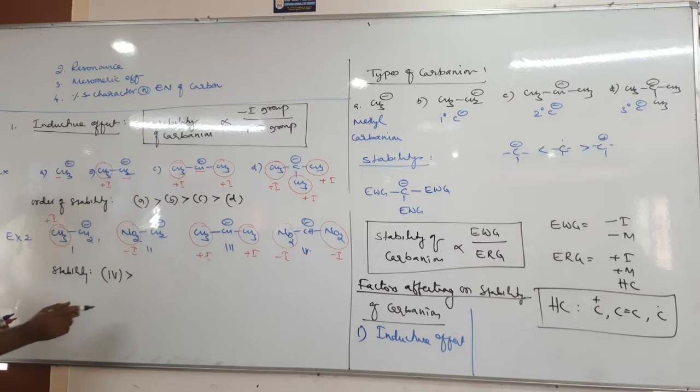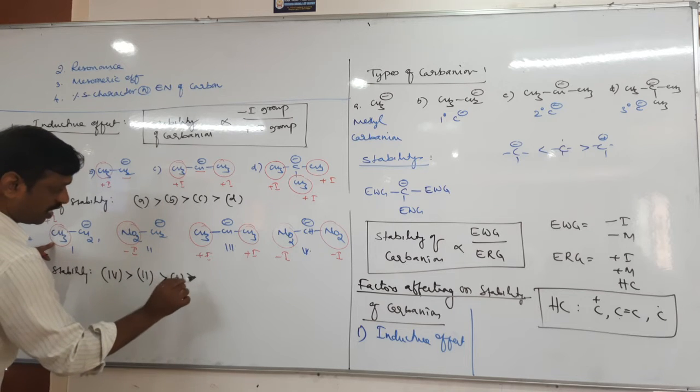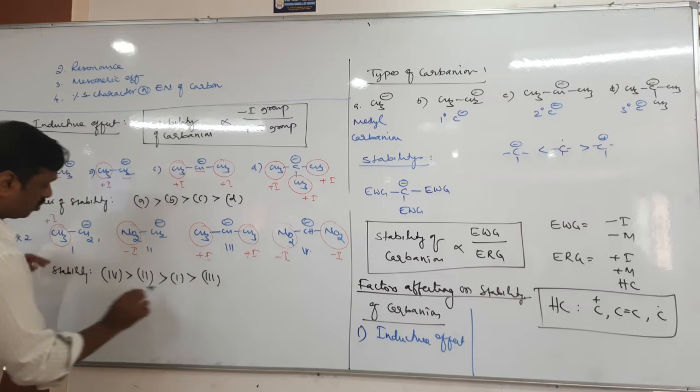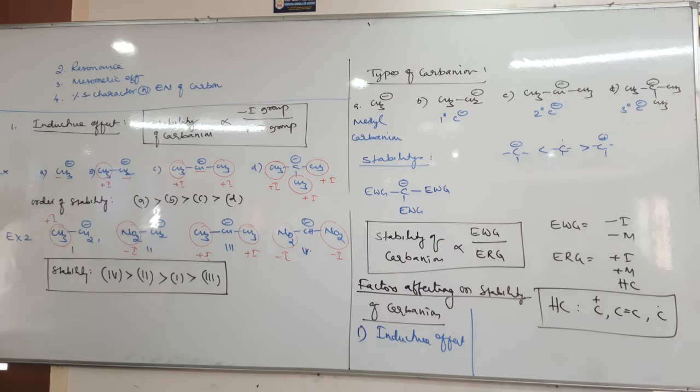The next is second one. Then there is 1 plus I group, first one. Then third one. So this is the order of stability of carbanion. It means as the minus I group increases, stability increases. As the plus I group increases, stability decreases. Okay. Suppose one more.